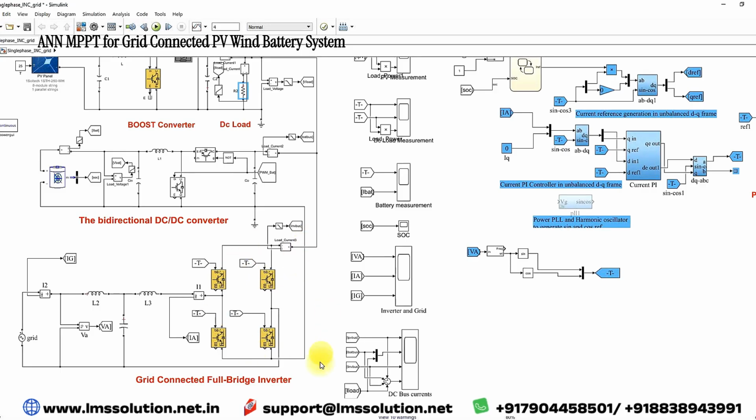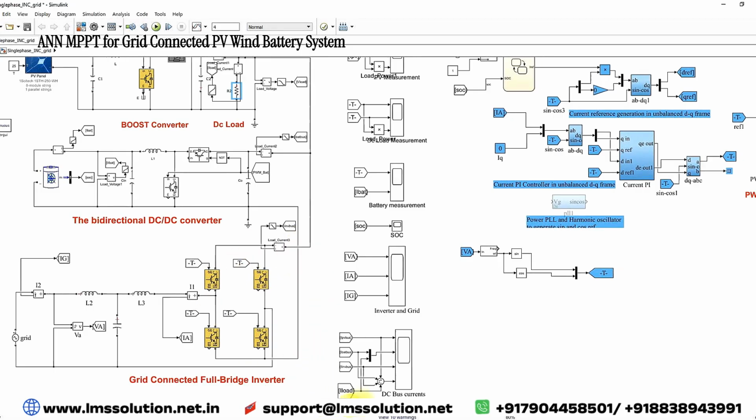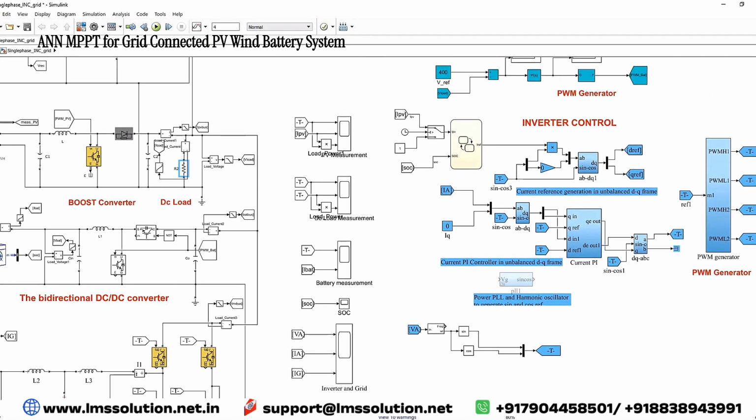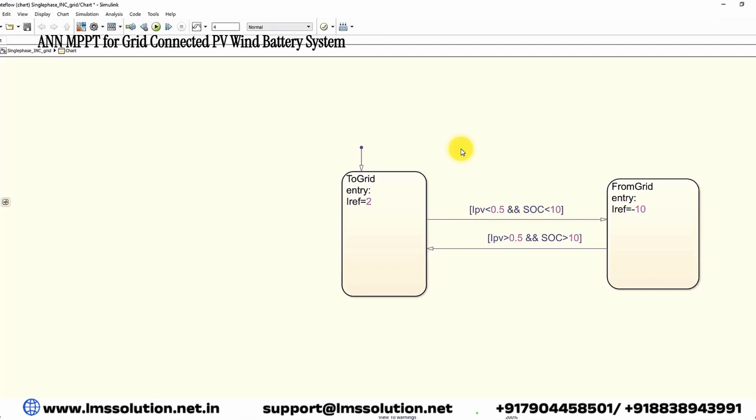This inverter is going to be controlled by means of the current control concept. Here we implemented that current control concept. In order to control this inverter, we need to generate a reference current, right? This reference is going to be generated based upon these two conditions.